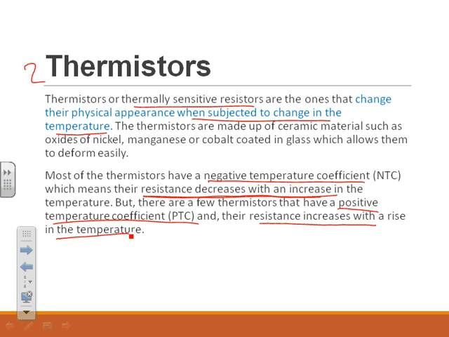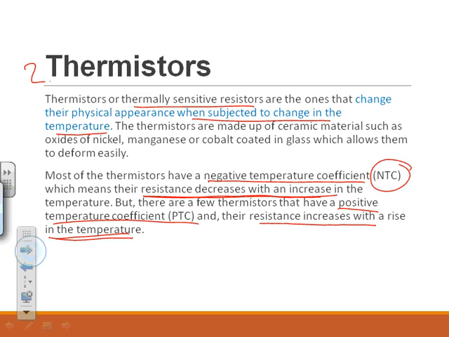Both these terms are familiar to us nowadays. Each day we hear that many people test positive for corona and negative for corona. Positive means an increase. Like that, here positive temperature coefficient thermistors mean resistance increases with a rise in temperature, while negative temperature coefficient means resistance decreases with a rise in temperature. And most thermistors are of the NTC type.